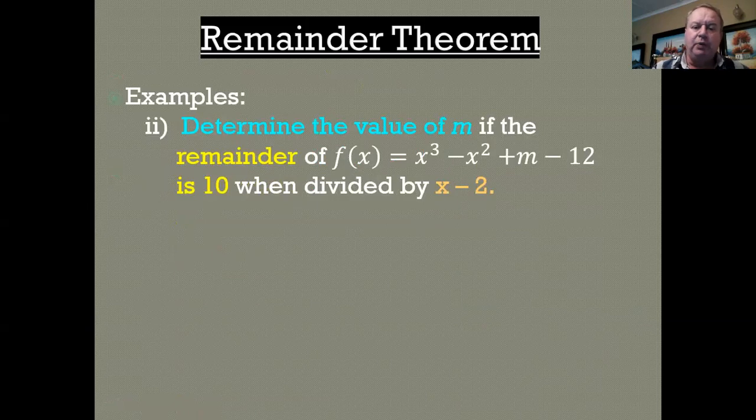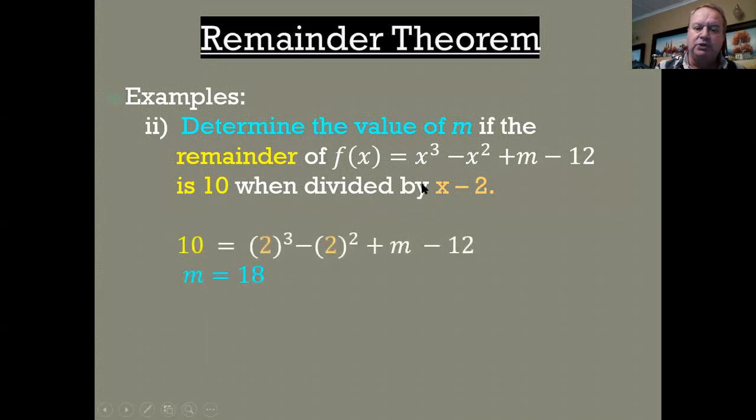The next example, we're going to determine the value of m if the remainder of f(x) equal to x cubed minus x squared plus m minus 12 is 10 when that polynomial is divided by x minus 2. So they're basically saying x equal to the opposite sign, the f of 2 will give you an answer of 10. If I substitute x equal to 2 into the expression, that expression will equal 10, and I can solve for m.